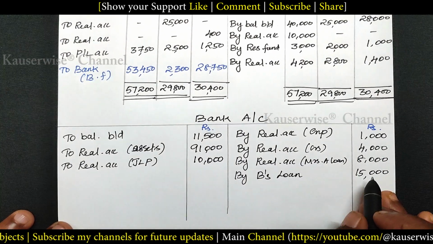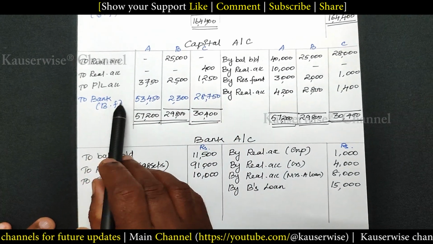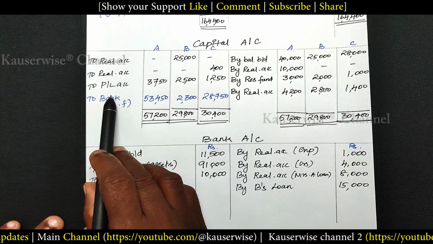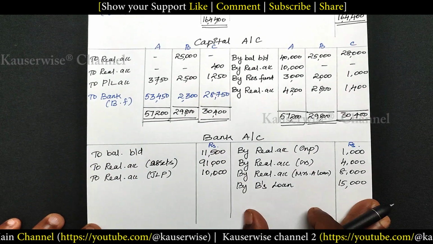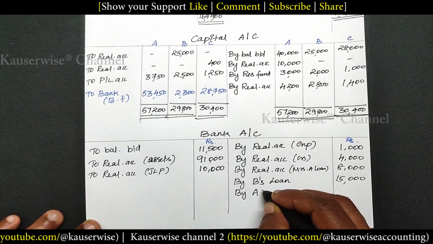So we have entered all the payments, and finally see the capital account. We have got the balancing figure. This is the final settlement made to A, B, C. Now you have to enter this payment also on the payment side of the bank account.